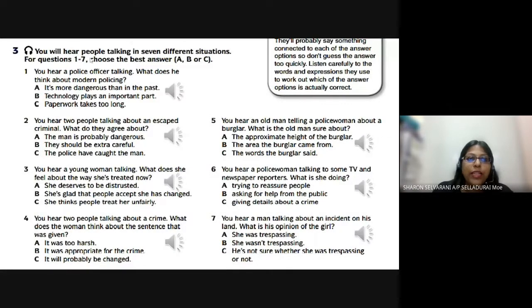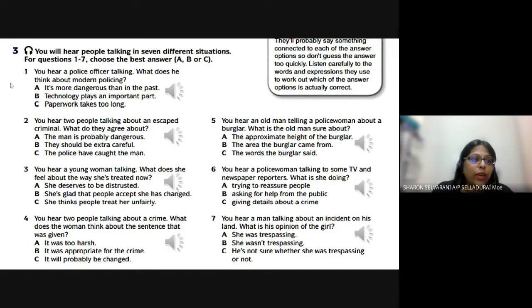You will hear people talking in 7 different situations for questions 1 to 7. Choose the best answer, A, B, or C. Listen very carefully. Before you listen, you read the question as well as all the options given for the answer.